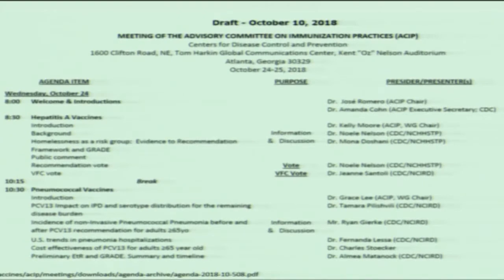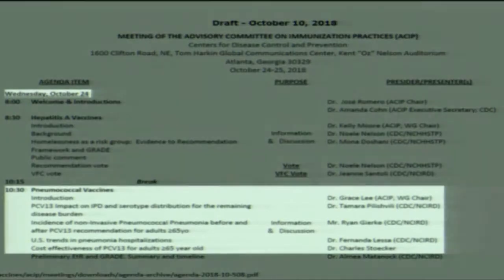Just to give you a sense of how much this field is evolving, the ACIP meeting is actually tomorrow and Thursday, and this is the draft agenda for tomorrow. I wanted to point out that pneumococcal vaccines are the number 2 item on the agenda, where they'll be discussing a lot of the data and points that I have just made over the last 20 minutes or so. And there'll likely be a vote on pneumococcal vaccines in the coming year, I would imagine.